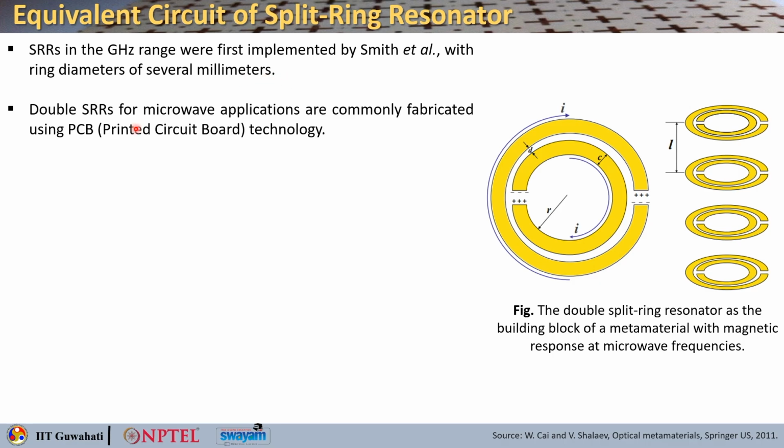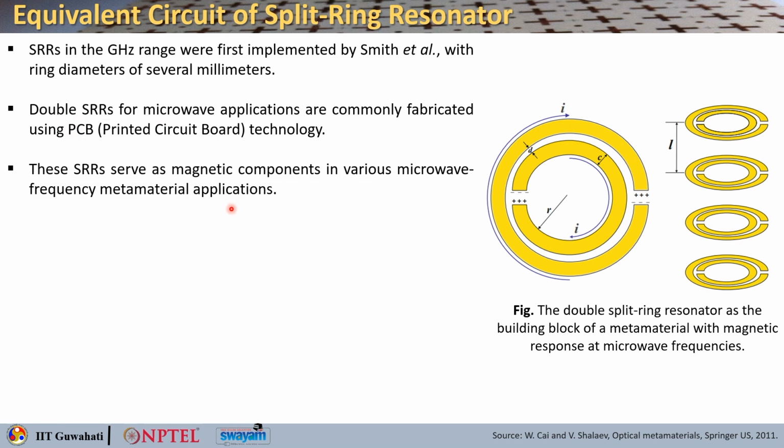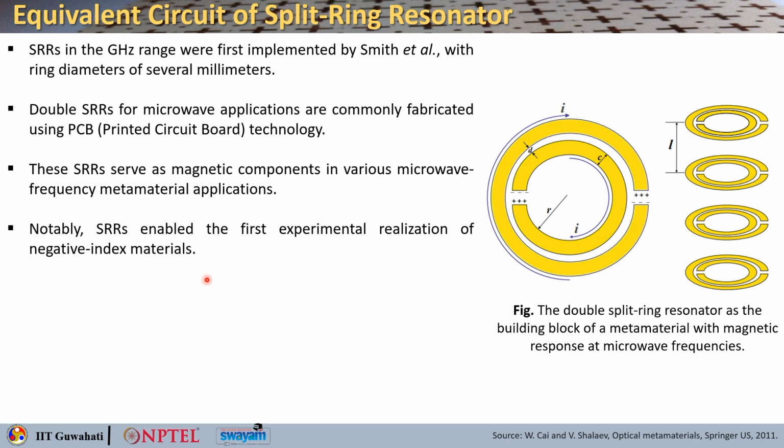Okay. So, double split ring resonators were first designed for microwave applications, which were commonly fabricated using printed circuit board technology. So, this kind of split ring resonator served as magnetic components in various microwave frequency metamaterial applications, and that enabled people to demonstrate the first experimental realization of negative index metamaterial. So, you can make an array of these split ring resonators and couple it to an array of wires. Okay. I believe we have already discussed those.